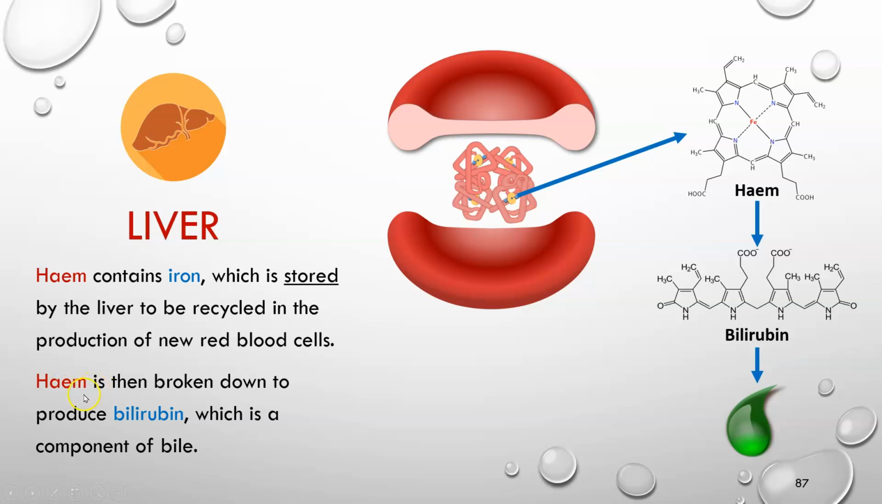Then some of the heme is broken down into this thing called bilirubin, which is actually a component of bile. So our body is quite smart. It knows how to recycle, maybe even more so than how we humans recycle. Whenever the red blood cell dies, the leftover parts, which is the heme, will be sent back to the liver, and it can be either used for new red blood cells or converted into bile. Amazing, huh?